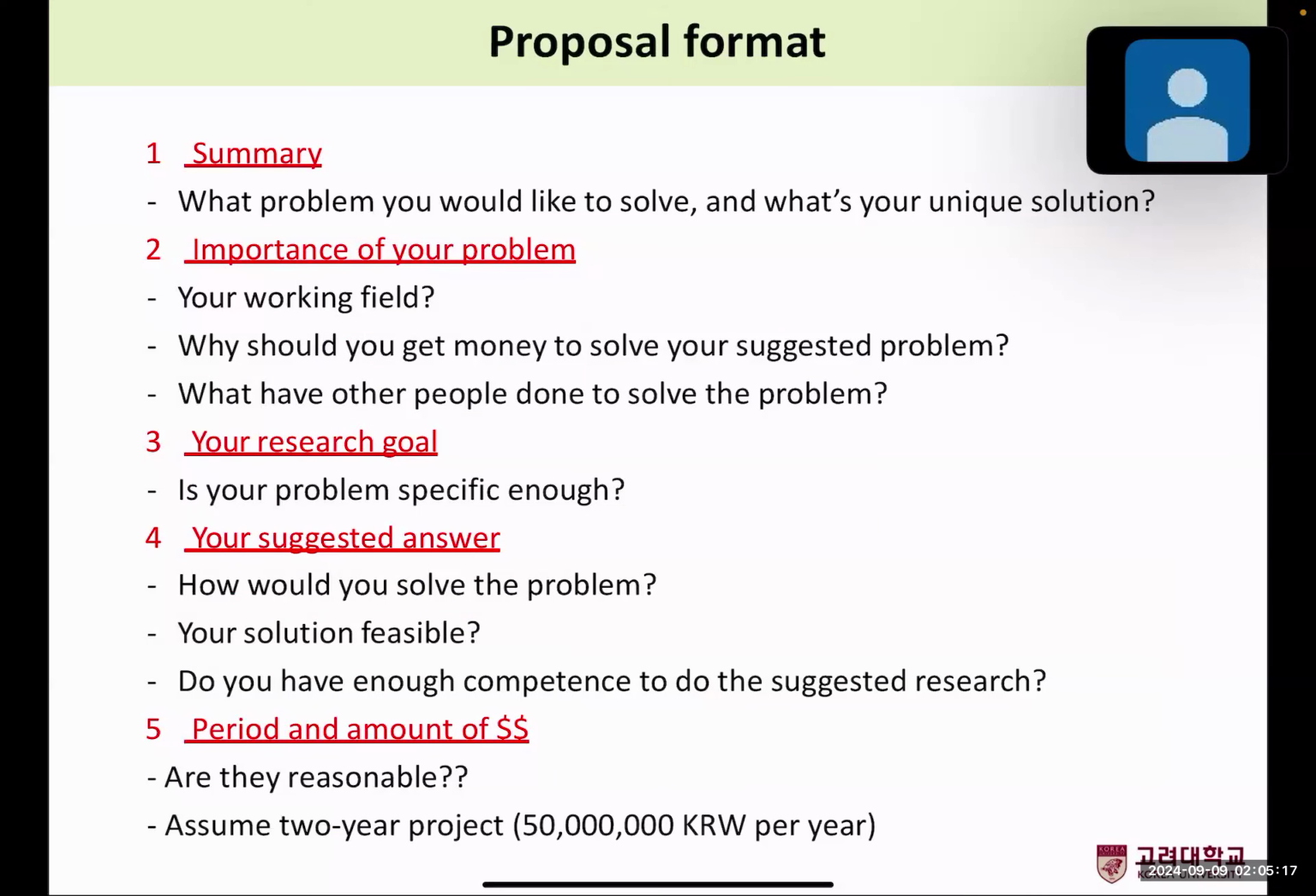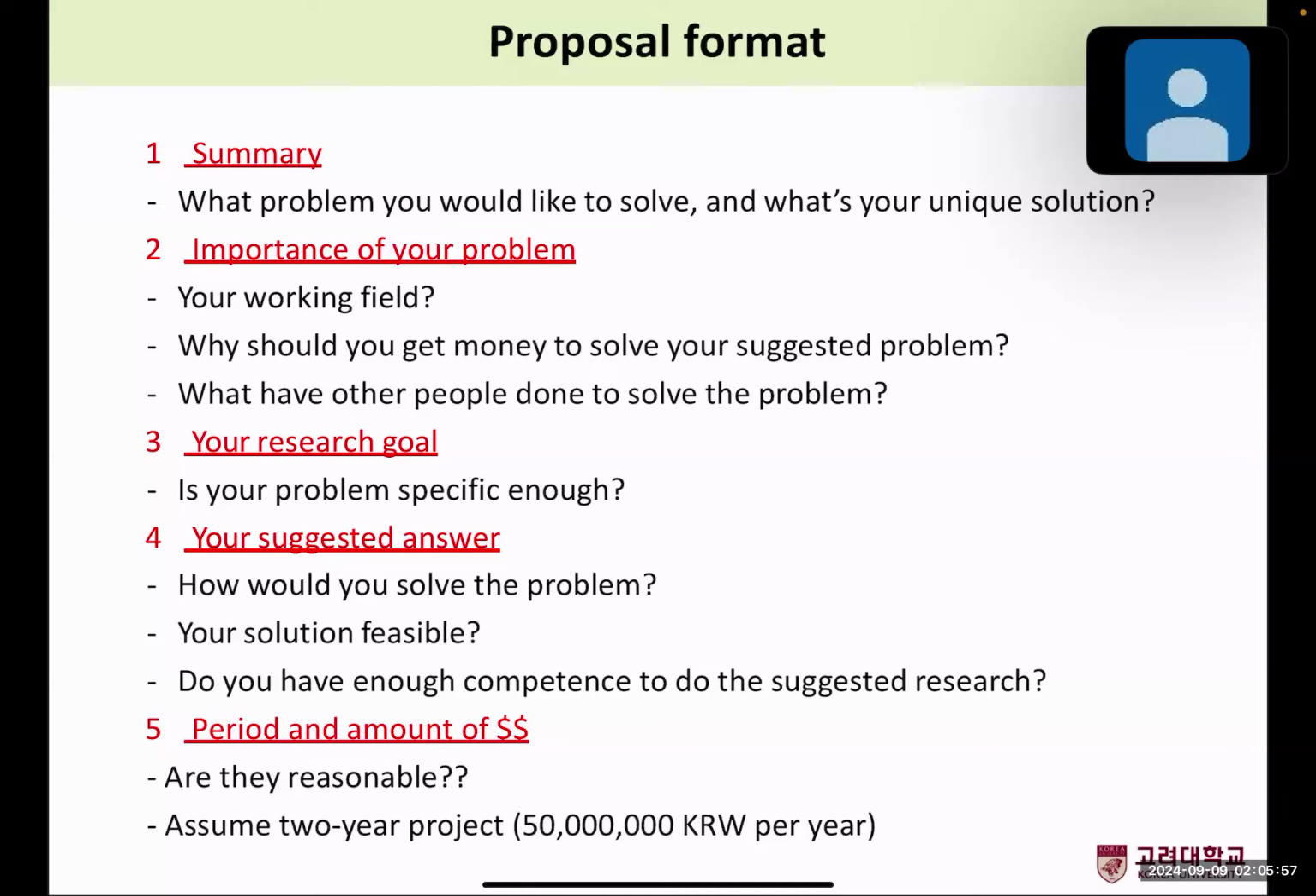And lastly, this will be the proposal format that you will be preparing for your midterm proposal. So first, you can summarize the problem that you're going to solve and what is your unique solution, and then you need to describe the importance of your problems. So you need to first explain and define your working field, and why should you get money to solve your problem, and what have other people done to solve the problem, and why your approach is different, why your project is unique. And then you go to your research goal and your suggested answer.